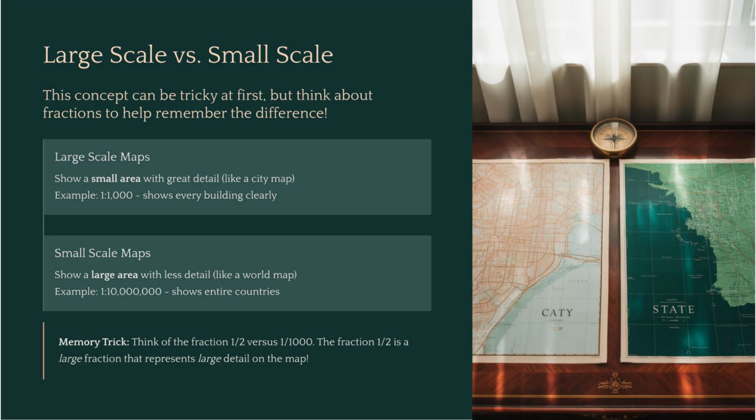When we talk about map scale, the terms large and small can be a little confusing. A large-scale map is one where the fraction is large, meaning the area you are looking at is small, but the details are huge. Think of a map of a single city block. A small-scale map shows a huge area, like the whole continent, but the details are tiny. The fraction is small, so remember, large scale means large detail but a small area, and small scale means small detail but a large area.